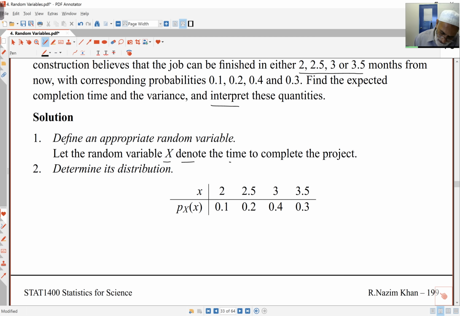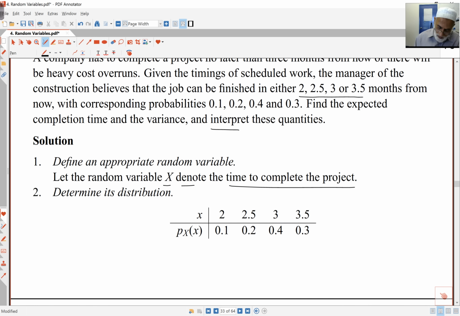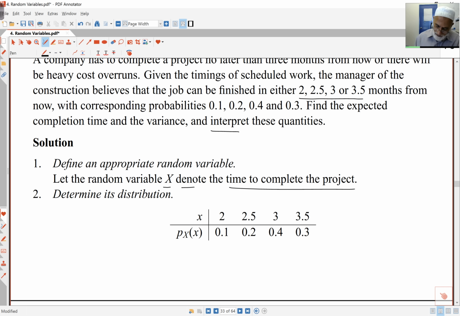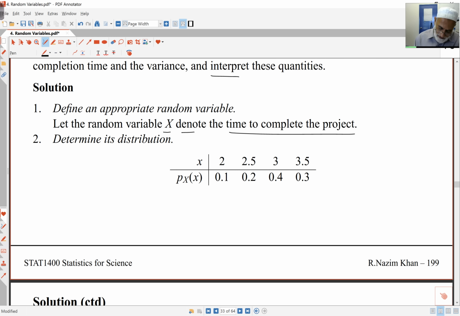It denotes the time to complete the project. So as in probability before we defined events, now we define random variables. I'm looking at the time to complete the project. So the values here we've given are 2 months, 2.5, 3, 3.5 months. Probabilities are 0.1, 0.2, 0.4, and 0.3. So the first thing was to get the random variable and then the distribution. Before we were looking at the event and the probabilities, so it's random variable and the probability mass function distribution.